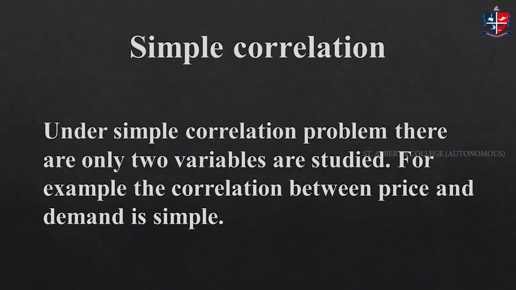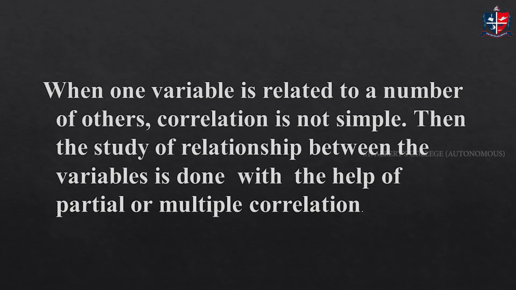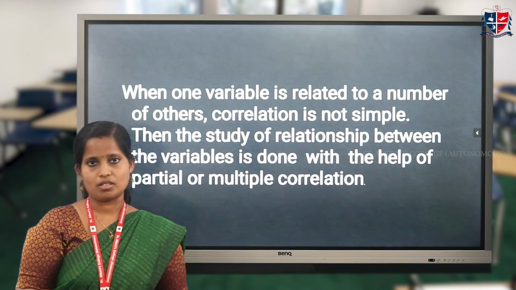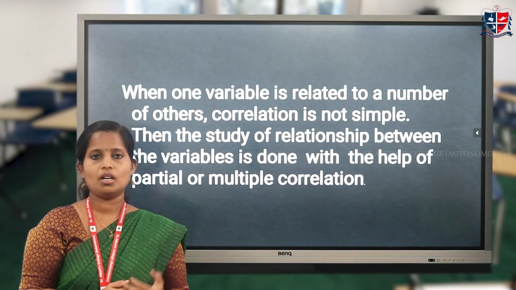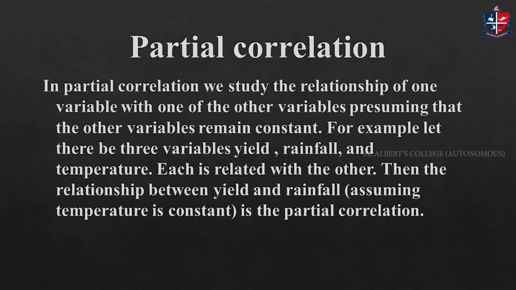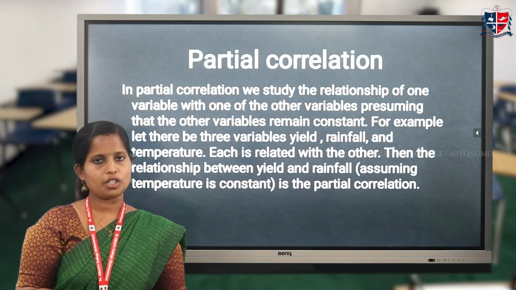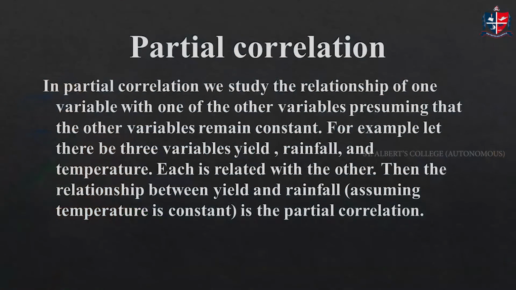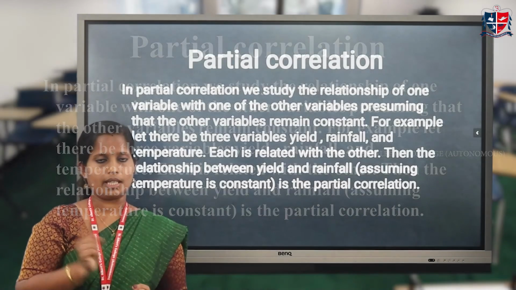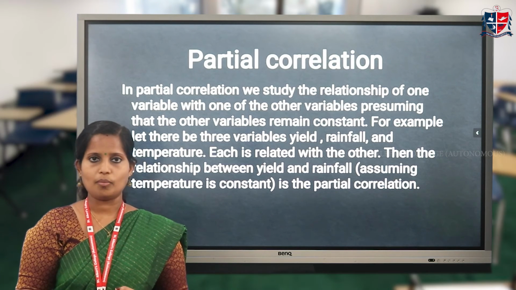So this is the simple correlation. If we have only two variables, we are working with simple correlation. When a particular variable is related to more than two variables, the correlation is not simple. In that situation, we have to go to partial or multiple correlation. The second category is partial correlation. In partial correlation, there should be at least three variables. For example, suppose there are three variables: yield, rainfall and temperature. If you find the relation between yield, rainfall and temperature, you have to move on to either partial correlation or multiple correlation.